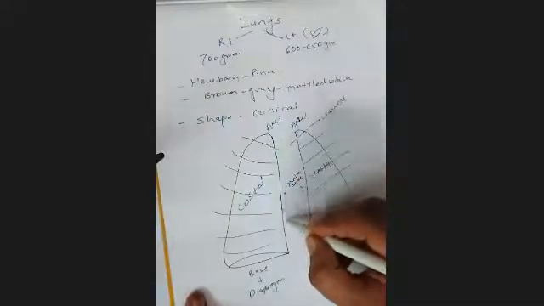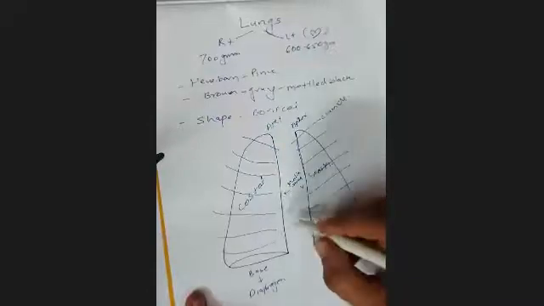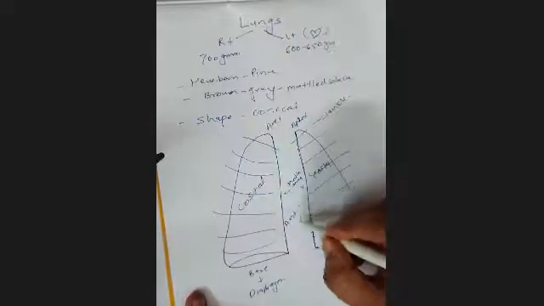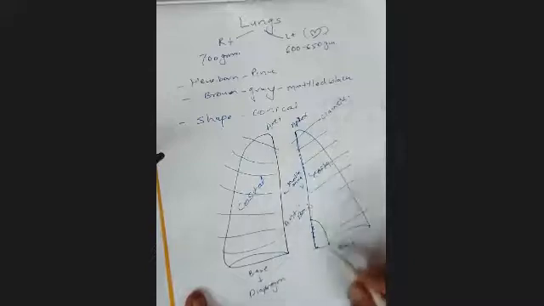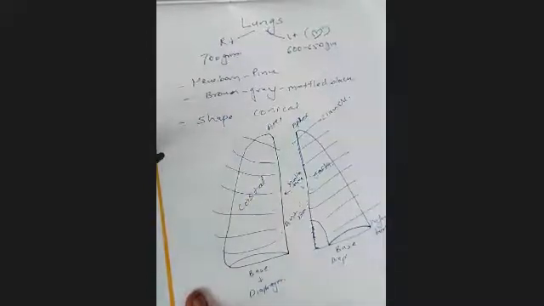Now this border of the lung is called the anterior border, and this border here is called the inferior border. We'll draw a diagram again. Right now, I'm just giving you orientation to the various parts of the lung. There is the anterior border, inferior border, and there is the posterior border.